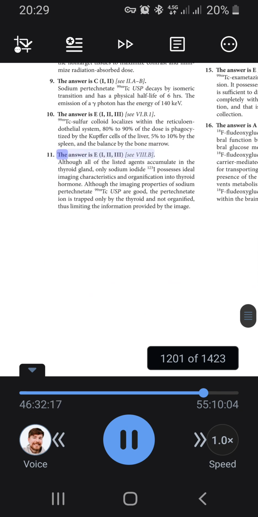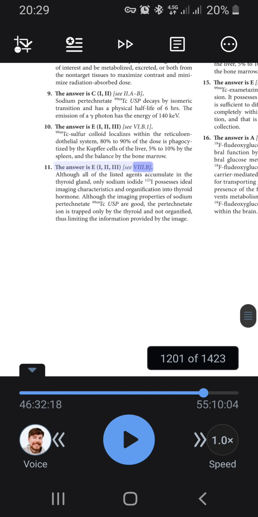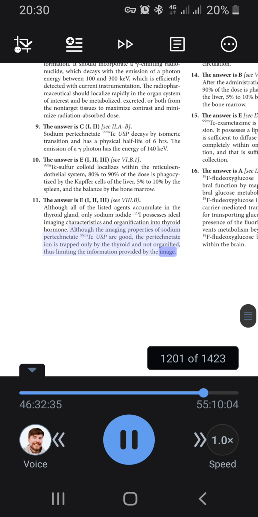11. The answer is E, CV8B. Although all of the listed agents accumulate in the thyroid gland, only sodium iodide 123I possesses ideal imaging characteristics in organification into thyroid hormone. Although the imaging properties of sodium pertechnetate 99mTc USP are good, the pertechnetate ion is trapped only by the thyroid and not organified, thus limiting the information provided by the image.